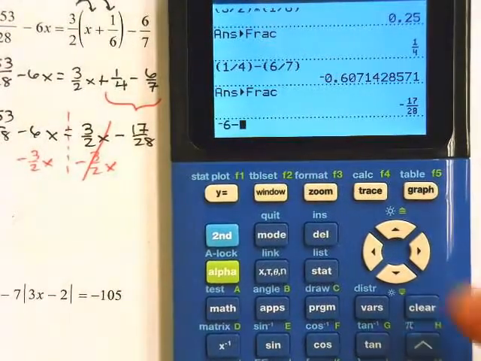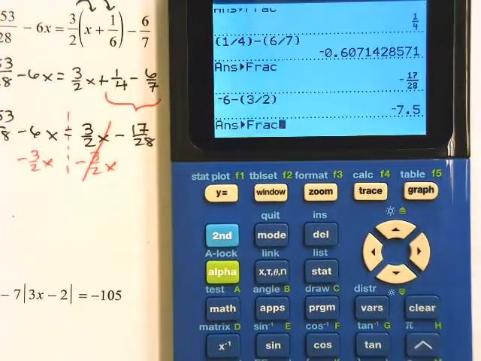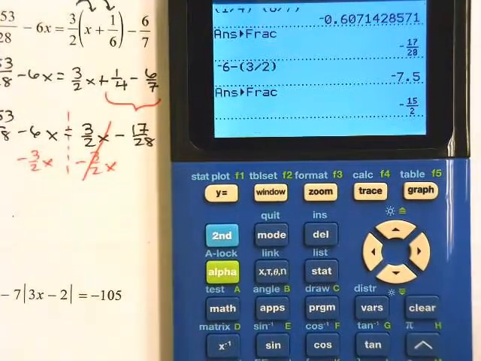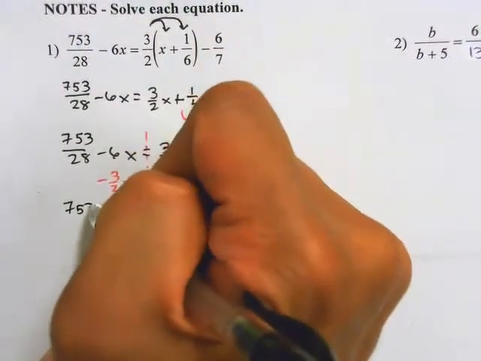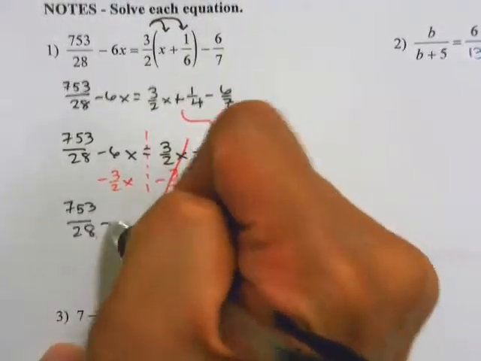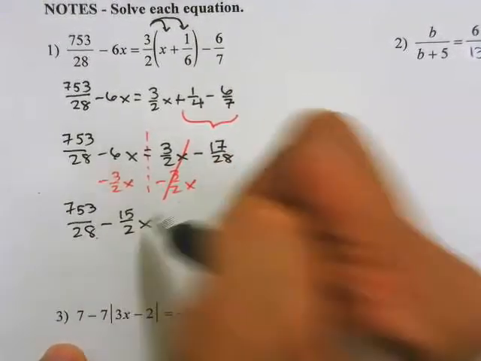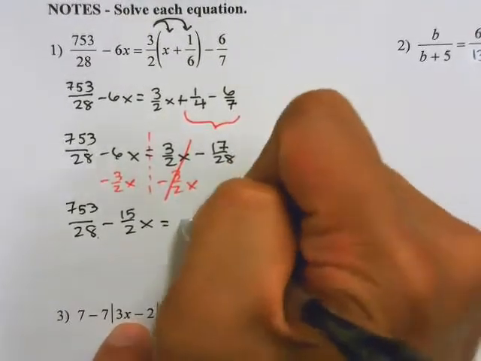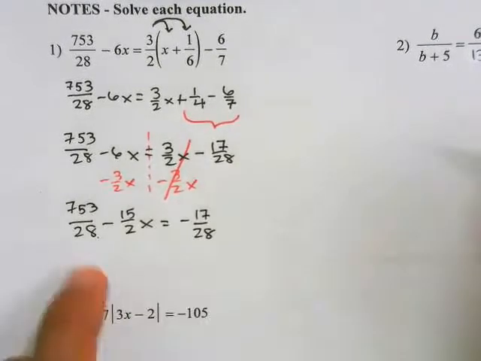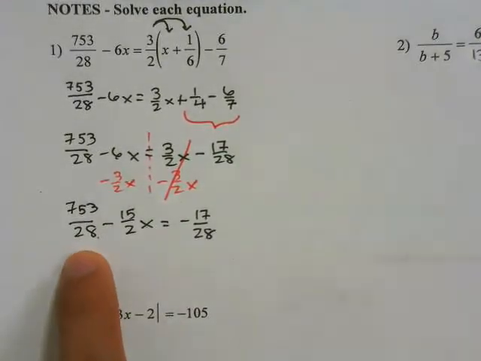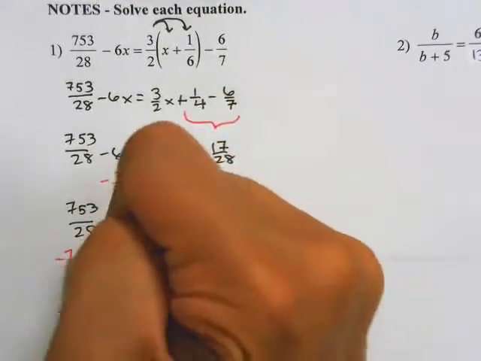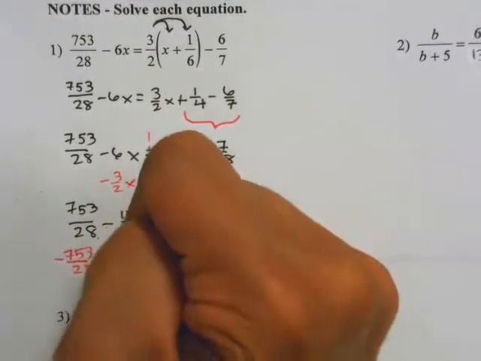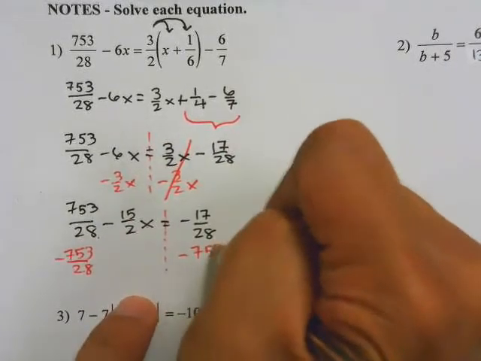Negative 6 minus parentheses 3 over 2, close parentheses. Change that back into a fraction. Negative 15 over 2x will be right over here. So 753 over 28 minus 15 over 2x is equal to negative 17 over 28. Okay, then we're going to transfer this over to the other side because it's positive. Then we're going to subtract this huge fraction on the other side, minus 753 over 28.